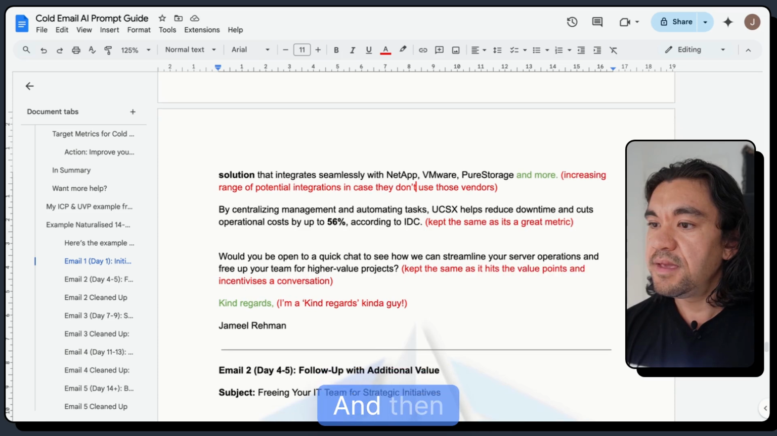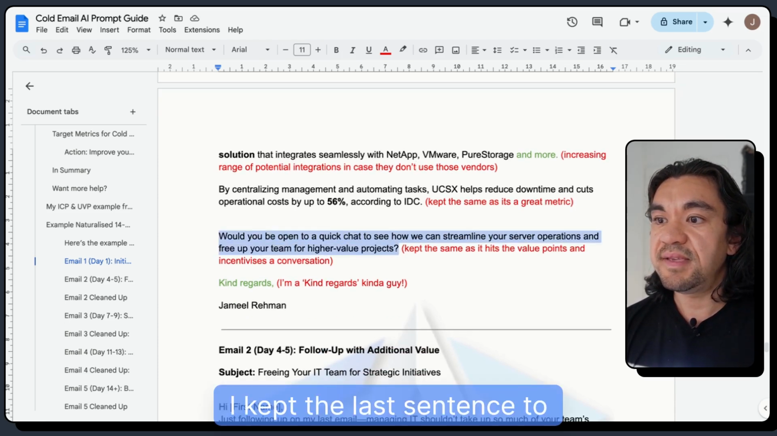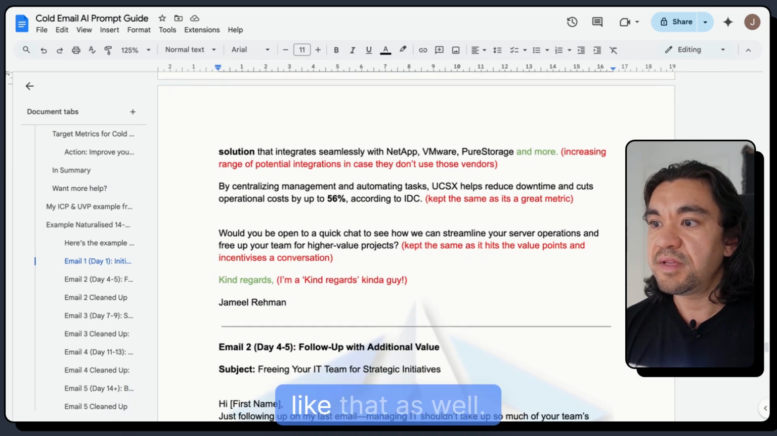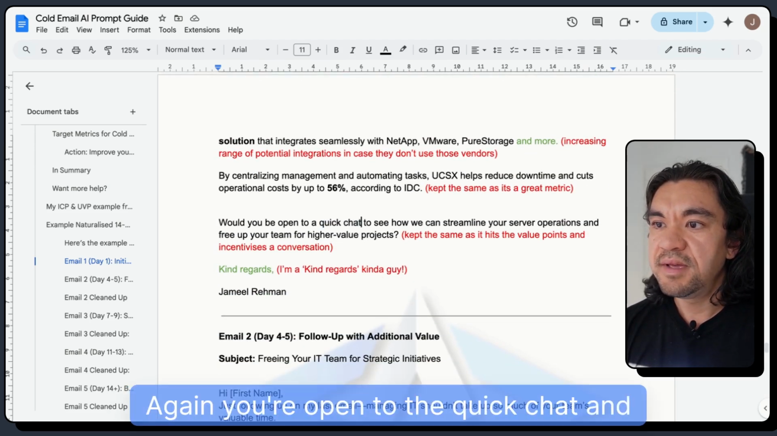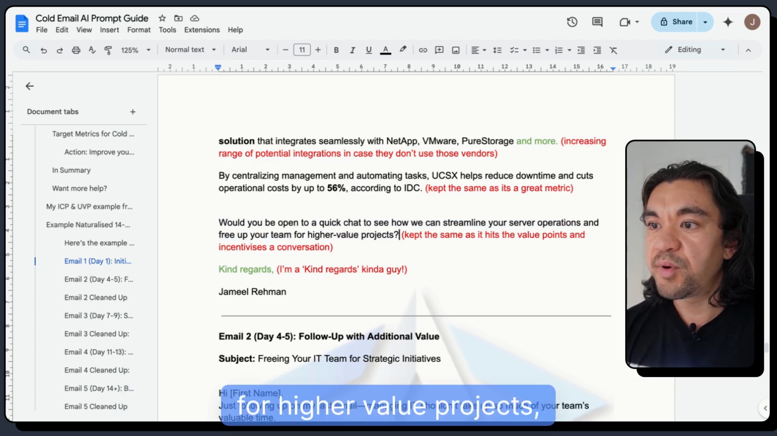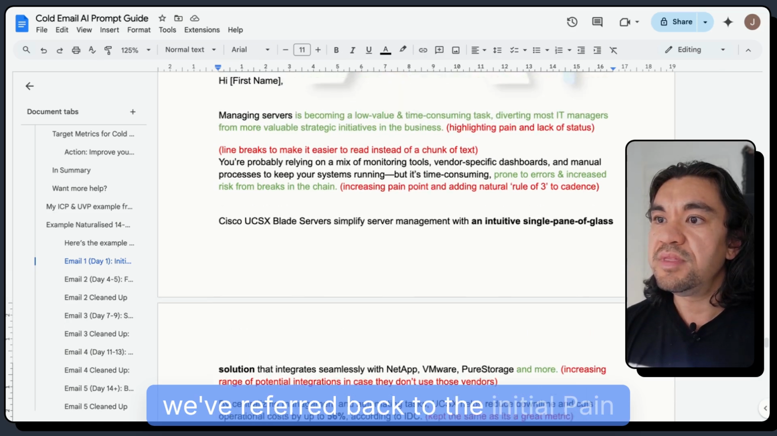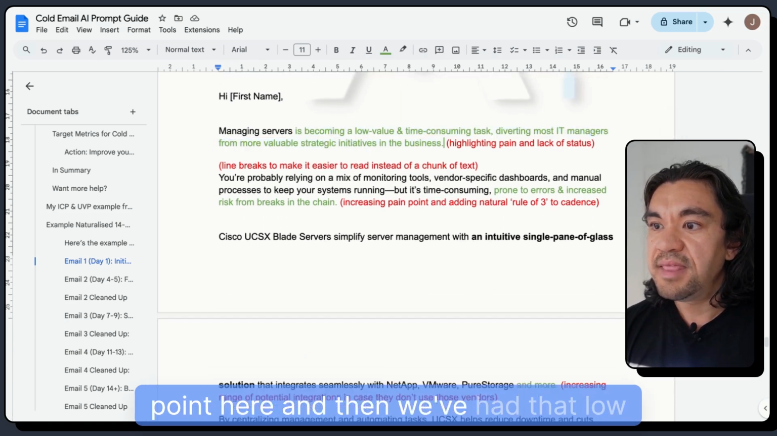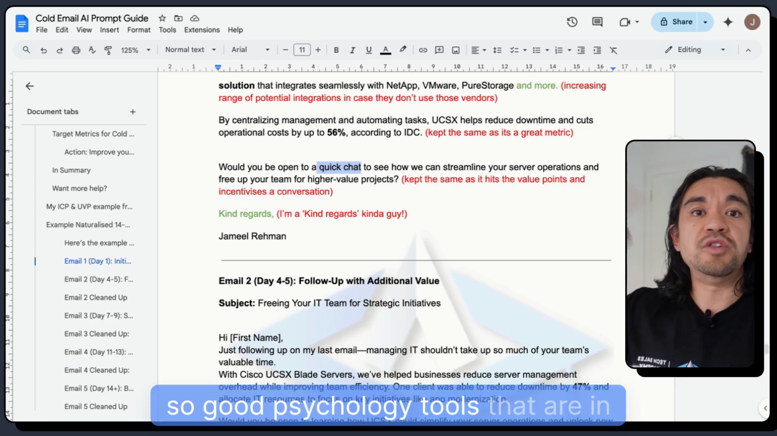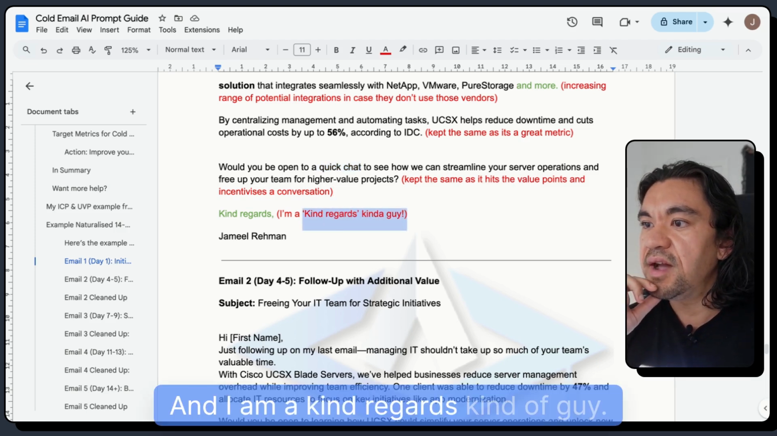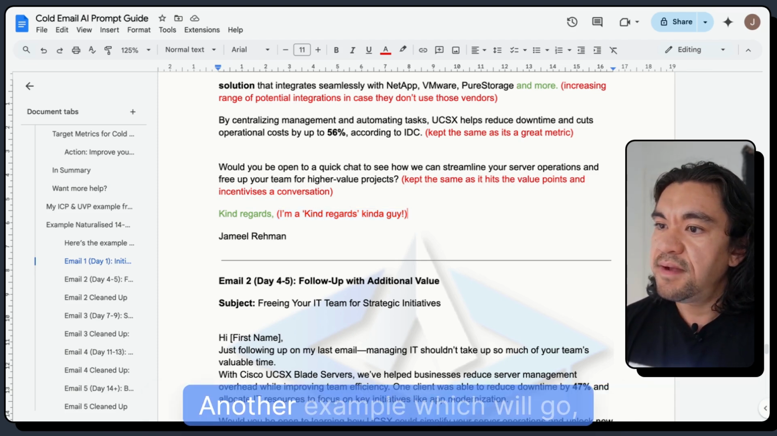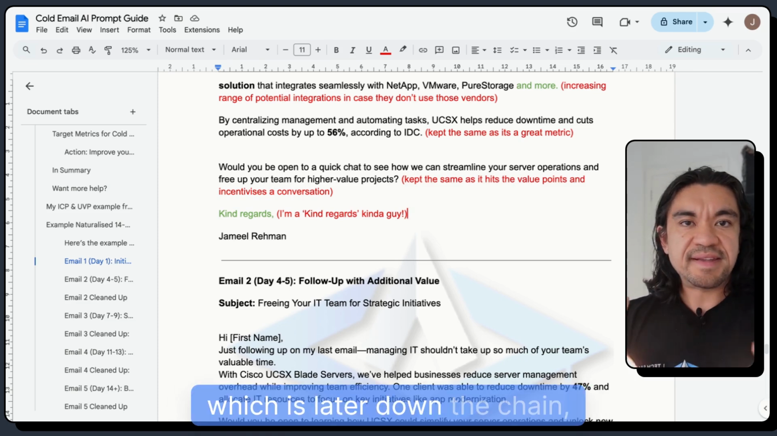Okay. And then I kept the last sentence from the previous email there, because I would probably say something like that as well. Again, you're open to the quick chat, and then to see how we can streamline your server operations and free up your team for higher value projects. We've referred back to the initial pain point here, and then we've had that low ask, right? Just a quick chat, okay? So good psychology tools that are in there. And I am a kind regards kind of guy, okay? That's just me.